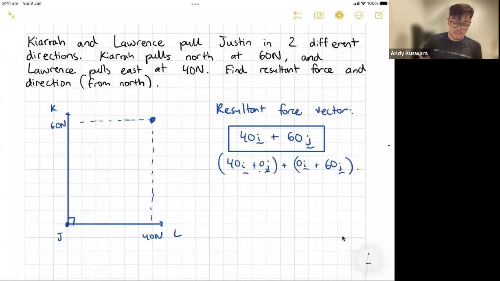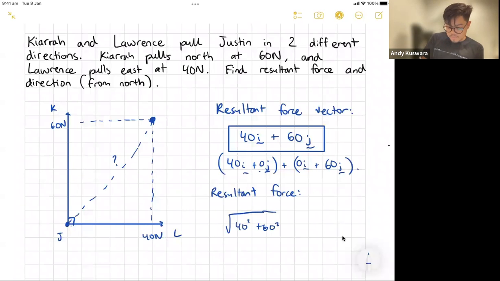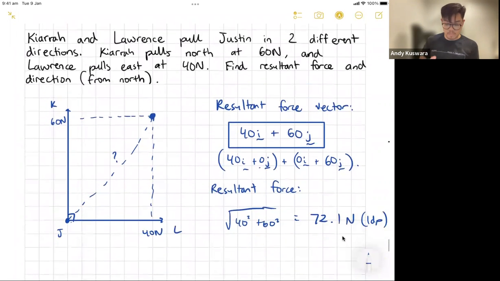We've summed it. Now, if I wanted to find the resultant force, that is basically a fancy way of saying what's going to be the magnitude. So in other words, it's going to be the square root of 40 squared plus 60 squared. That's going to be approximately 72.1 newtons, to 1 decimal place. So the resultant force is the magnitude, which I've written here. Total force is the magnitude.